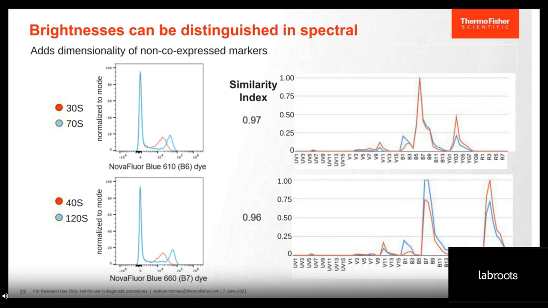And you can see with the same antigen, you actually have 2 different brightnesses for the NovaFluor Blue 610 and the NovaFluor Blue 660. One thing I want to draw your attention to is that these are not exactly the same dyes. So rather than build with a 2-cluster versus 4-cluster, in this case, they're different component dyes. And so these are very similar, but not entirely the same. So you can see the similarity index, which would give you that idea. So it's not 1, which would mean they're the same, but rather 0.97 and 0.96.